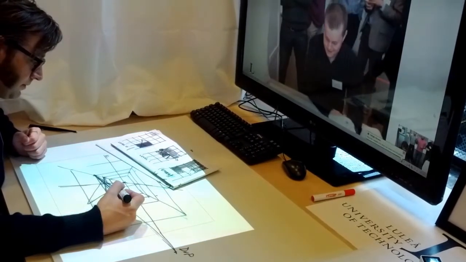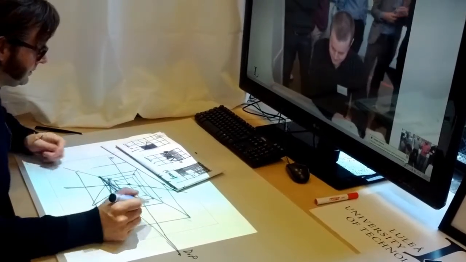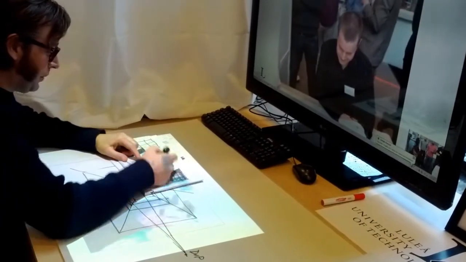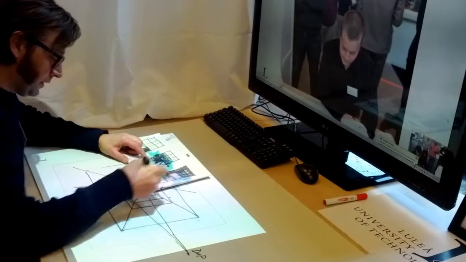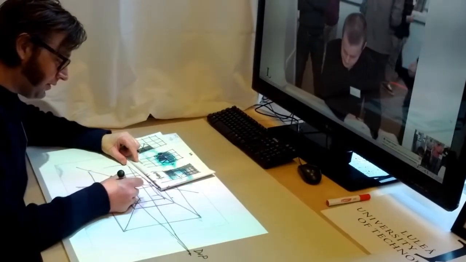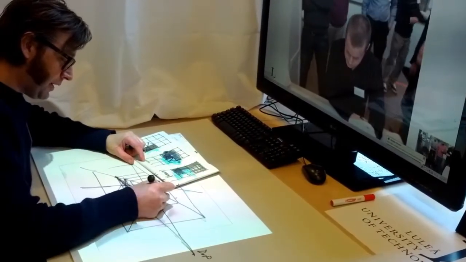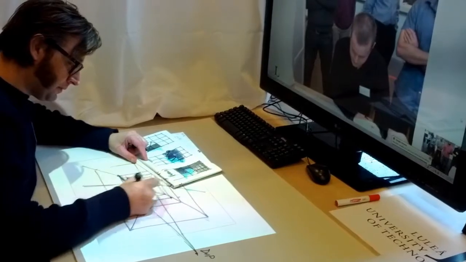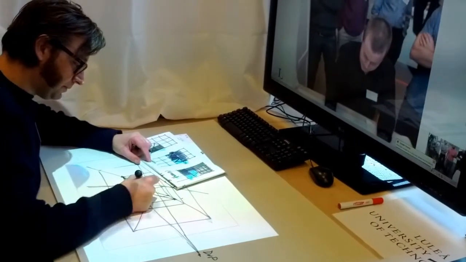We're still standing in the picture. And now the fun begins. We have a stair here. So the stair starts here and it goes up to here. This is your stair.